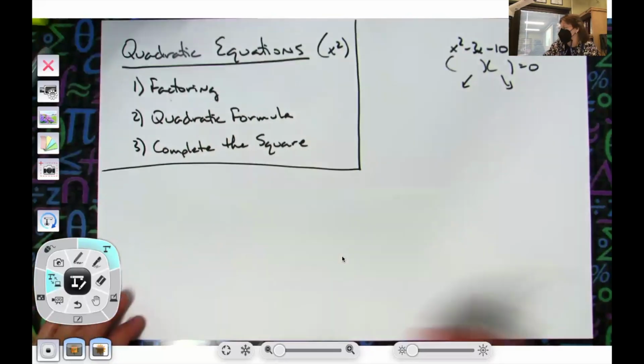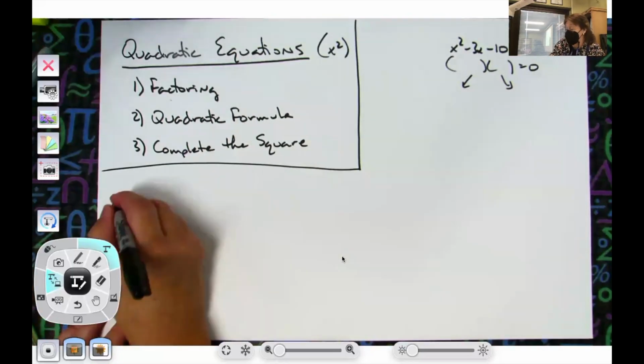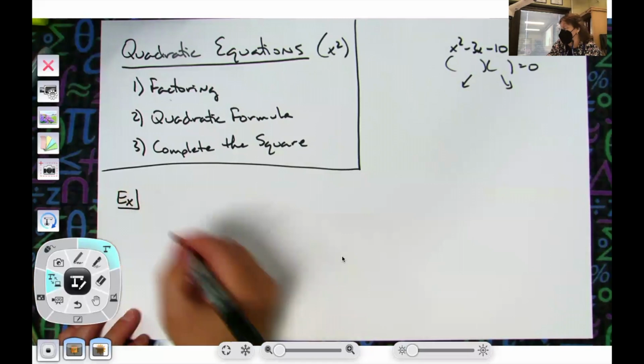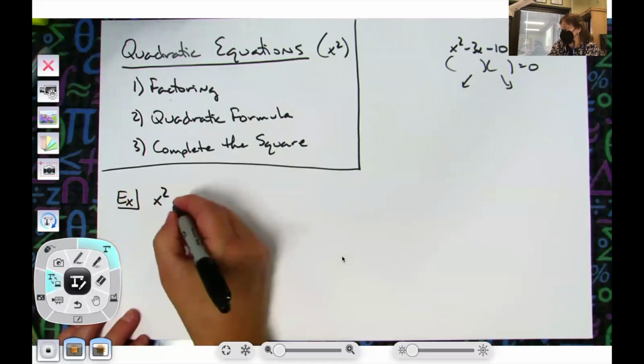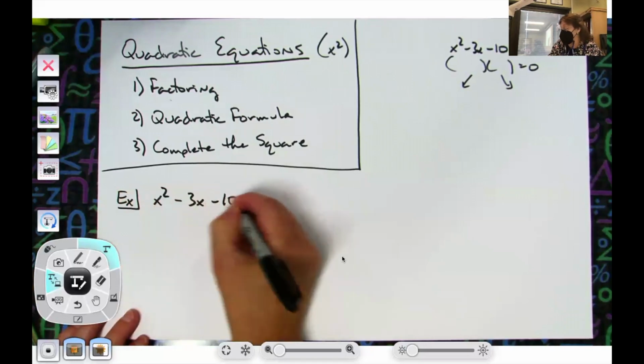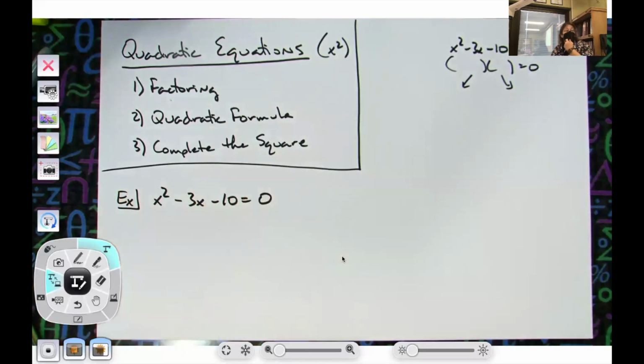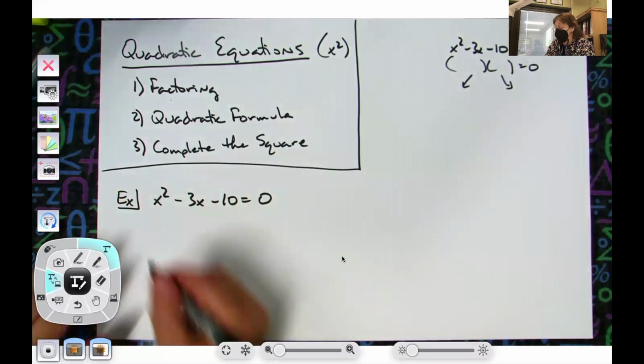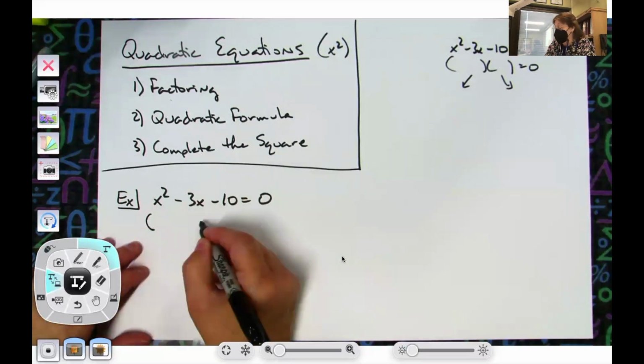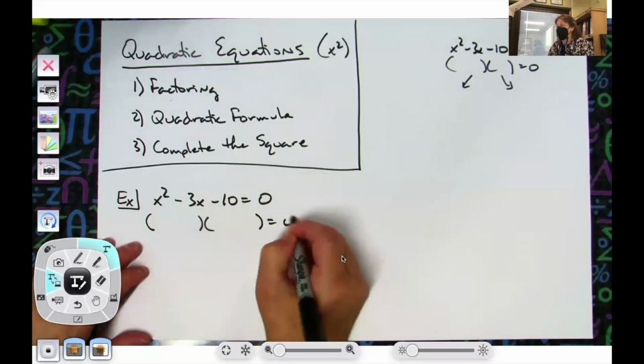So let's just go ahead and do that one since I wrote it up there in the corner. Let's go ahead and go x squared minus 3x minus 10 equals 0. All right, everything's on the left-hand side. It's set equal to 0, so we are good. This one looks like it does factor, so we clearly want to do factoring if we can.